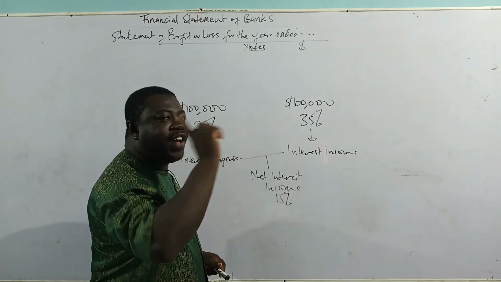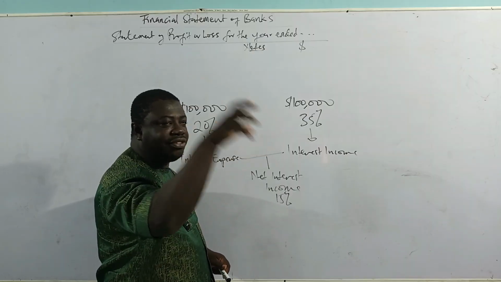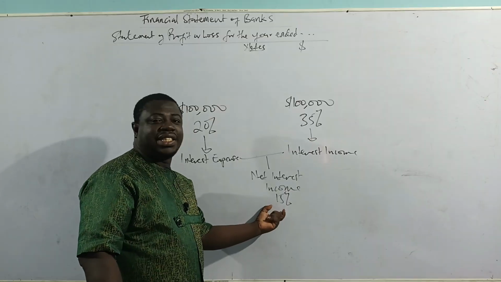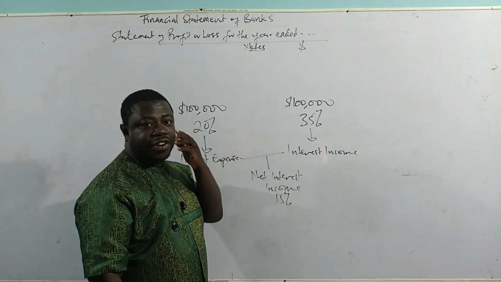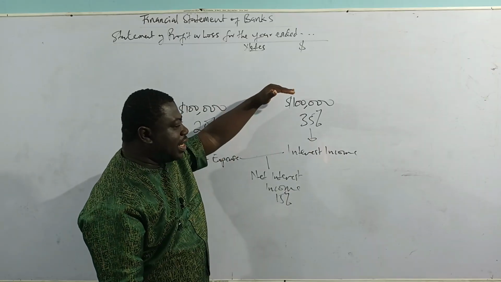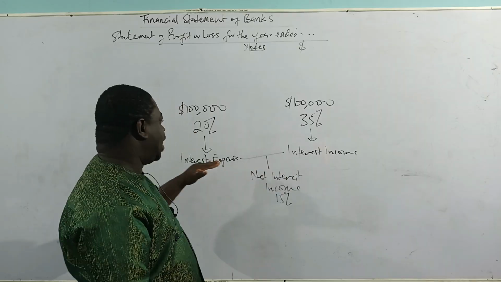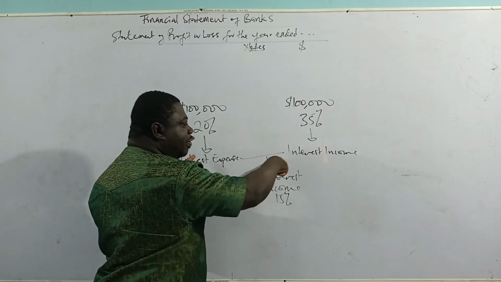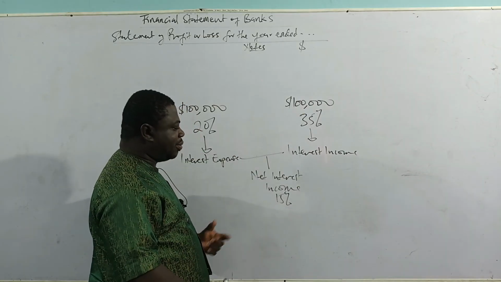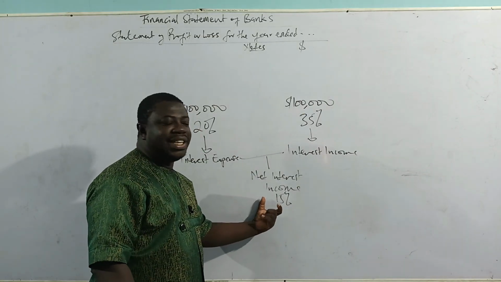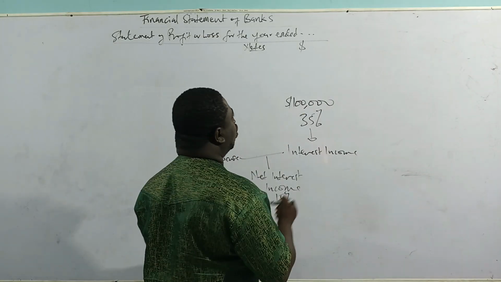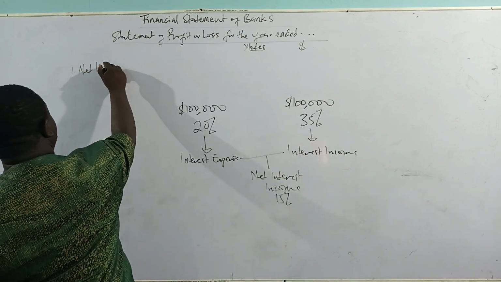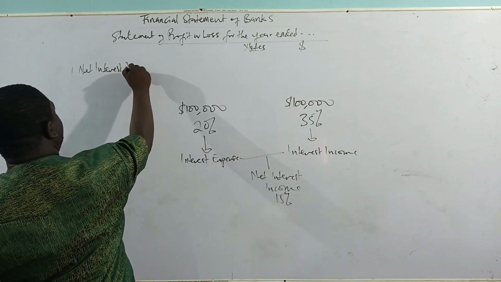Now, the first income source that we are interested in, as far as this financial statement is prepared, is the net interest income. And we are going to show that on the financial statement. The total interest income will be shown, and then the total interest expense will also be shown. But the details of these two will be in the notes to the financial statement. And then we are going to have our net interest income.